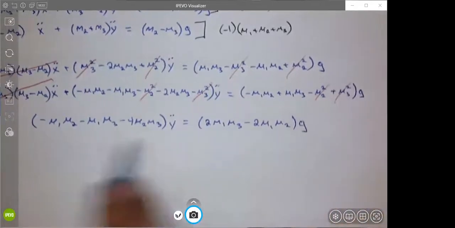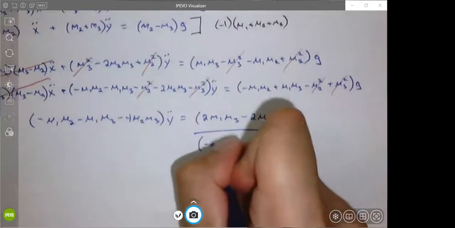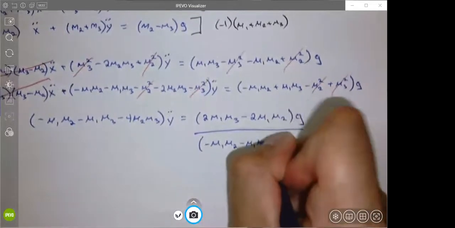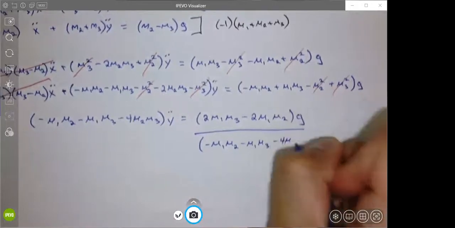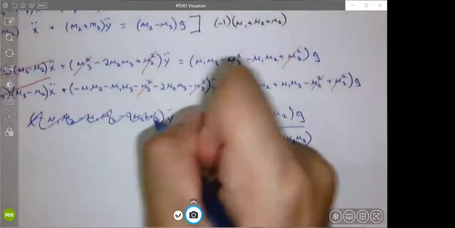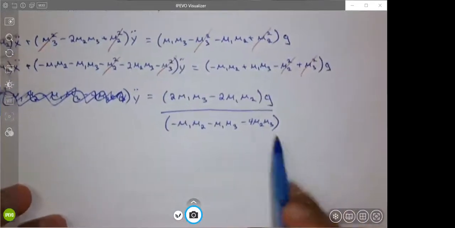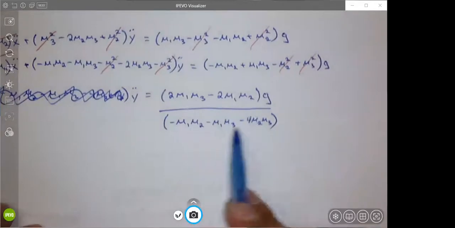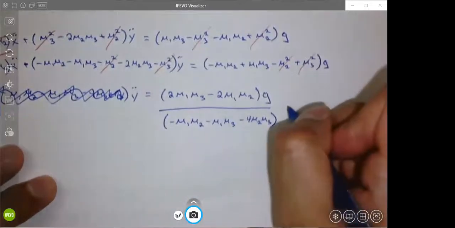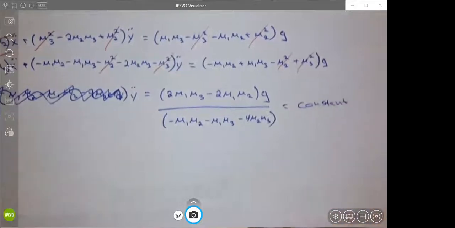And then we just divide this term to the other side. So negative m1 m2 minus m1 m3 minus 4 m2 m3, like that. And this term goes away. And that's what y double dot is equal to. What's nice is, once again, these are all constant values. So the acceleration for this velocity is also going to be a constant, and you can use your simple kinematic equations to solve for that.